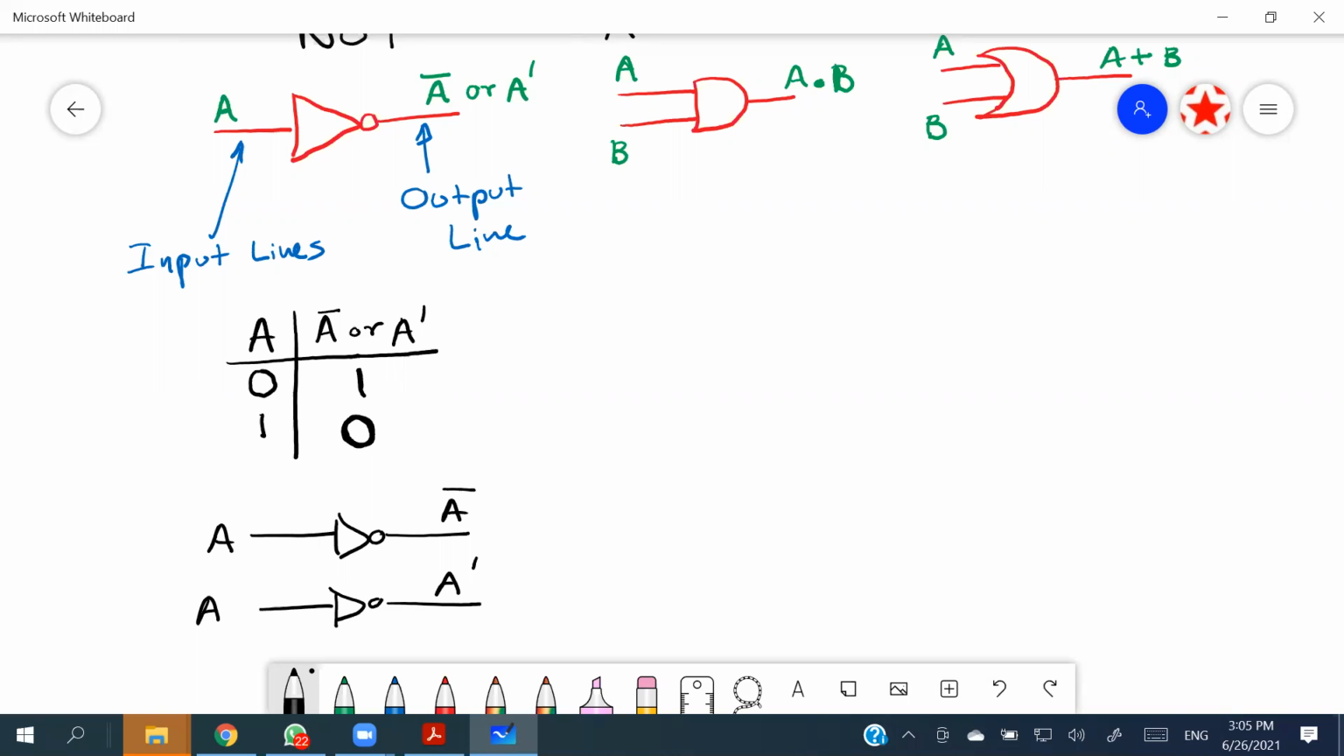It is the standard that Boolean algebra uses, right? Just as in Sinhala we use synonyms, there are different ways of representing things, and those are the standards, right? So we can represent it either as A bar or as A dash.